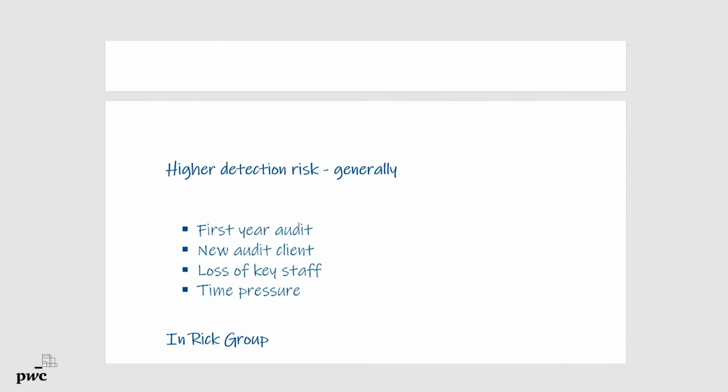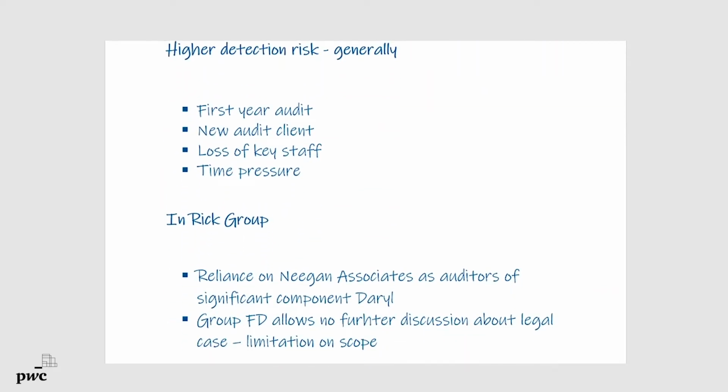On the next screen, I listed some general factors which both in reality and in scenarios may signal higher detection risk. In the case of the March 2020 RIG Group, it was, for example, the necessity to rely on a component auditor and also the issue with the group finance director and the legal case.